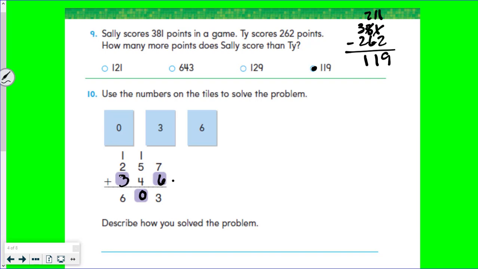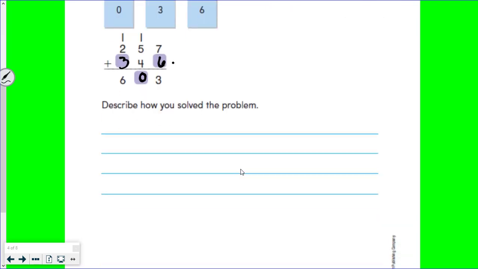All right, and then write your best description of how you solve the problem. And you are all done with your review sheets.